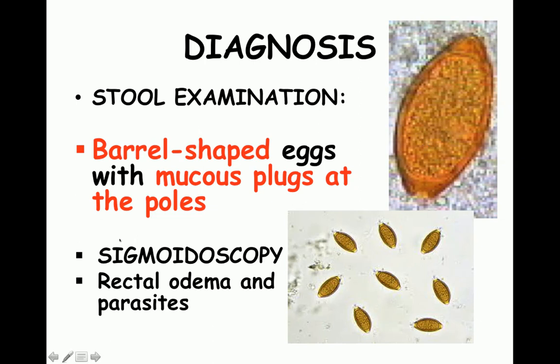Now, sigmoidoscopy is another test which can be done for diagnosis of this condition. We generally use this instrument to look at the rectum and the colon for edema, parasites, or eggs. And the eggs again are very important. You should know what they look like. They are barrel shaped with a mucus plug at both the ends.